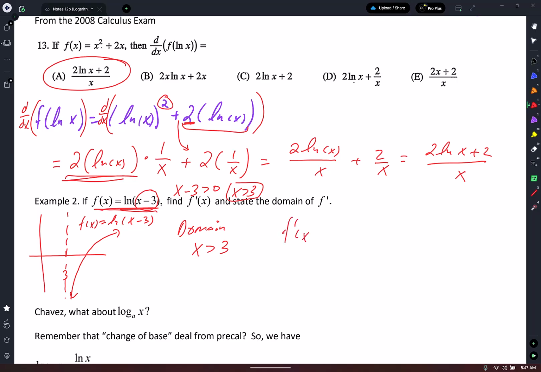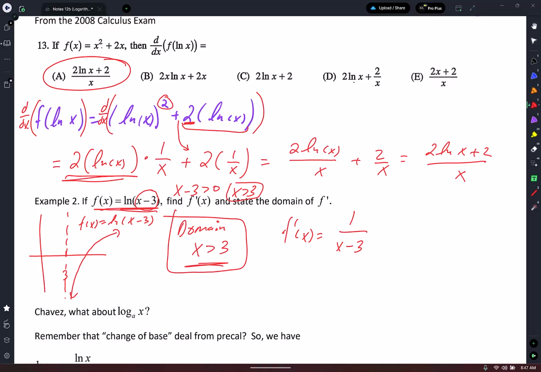Like, why is that important? Well, the derivative of ln of x minus 3 is 1 over x minus 3. And this function is a rational function, so this has domain all real numbers except for 3. So all real numbers except for 3 is not the same thing as x greater than 3. So that's why it's good practice to state the domain. We don't always do it, guys, if I'm being honest.